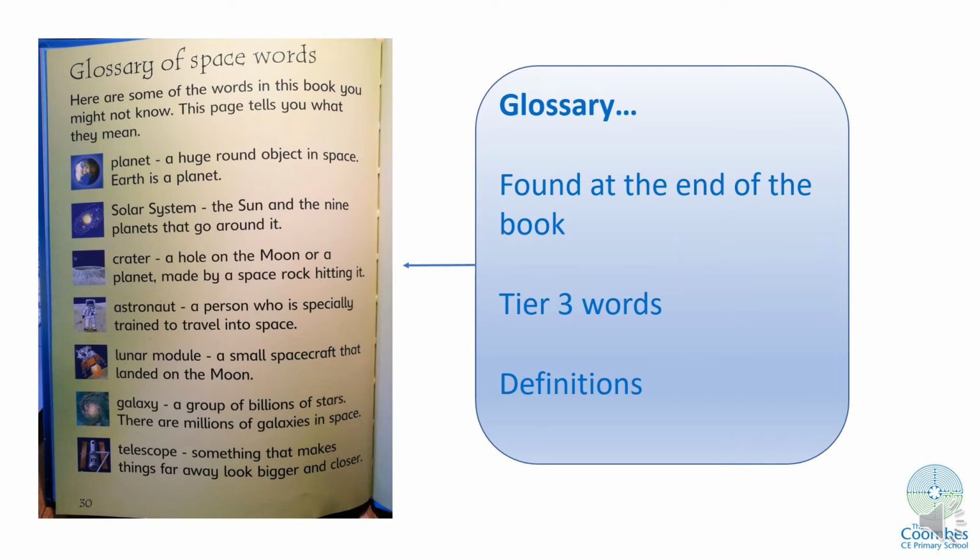Moving towards the back of the book, here is the glossary. The glossary is usually found at the back, at the end of the book, and it takes some of the tricky tier 3 words that you might have come across in the text, and it gives you the definitions of those. It's like a little mini dictionary.